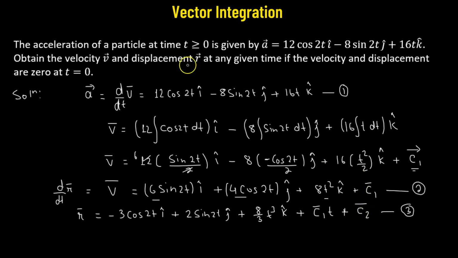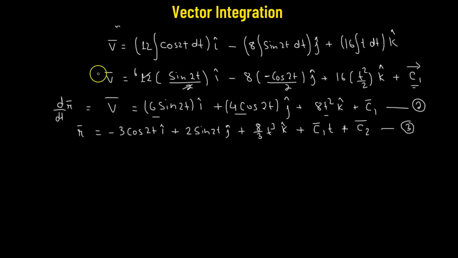For this, we are going to use the fact that the displacement and the velocity are 0 at t equals 0. So let's obtain the value. We will go with equation number 2 first. Equation number 2 follows that the velocity of the particle calculated at t equals 0.